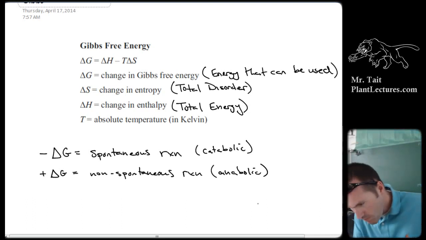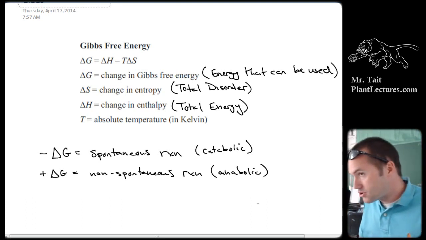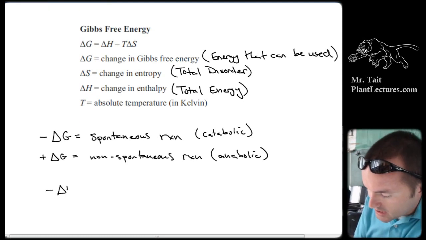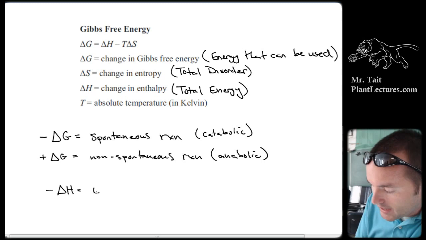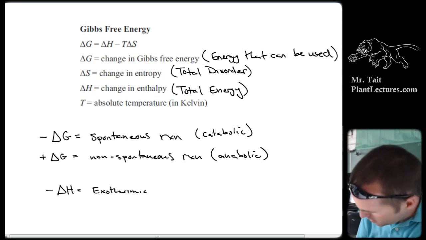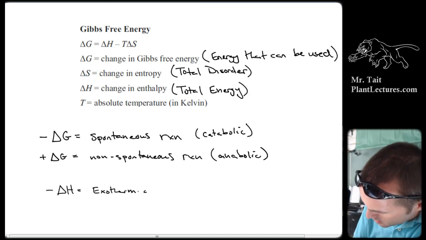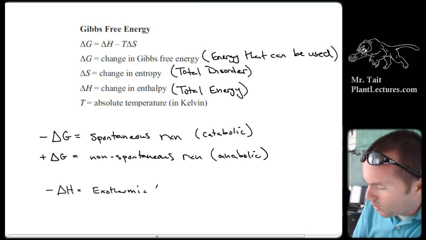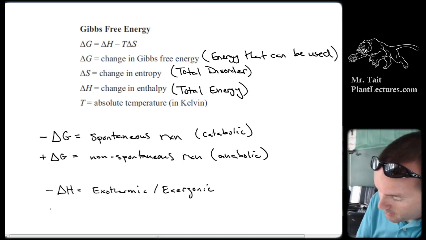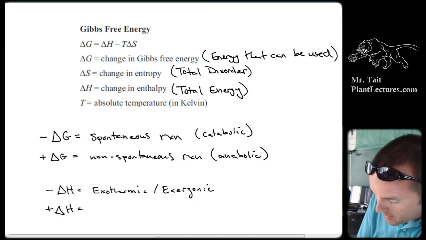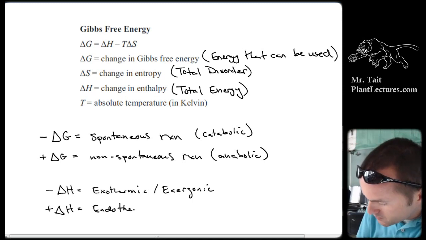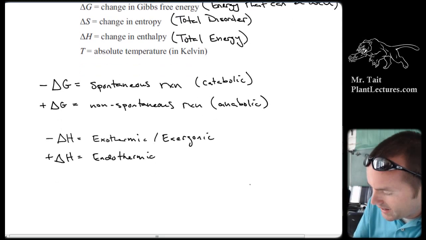Okay? Now, in chemistry, there's another distinction, and that is that if you have a negative delta H, that's going to be what's called an exothermic or exergonic reaction. If you have a positive delta H, that's going to be endothermic or endergonic.